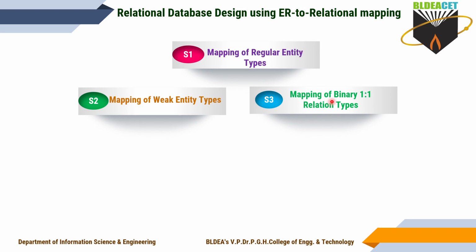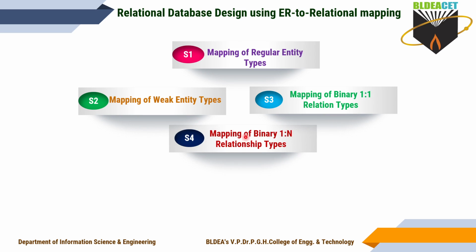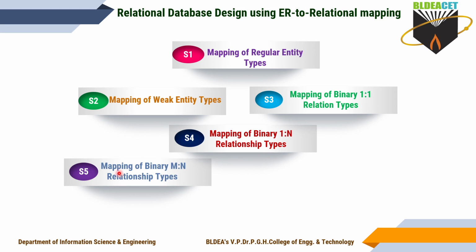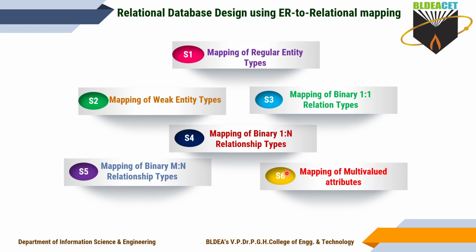Next, step 3 is the mapping of binary 1:1 relationship types here. This is one of the cardinality ratios, so that is step 3. Step 4 is mapping of binary 1:n relationship types into a relation. Step 5 is mapping of binary m:n relationship types here. So next, mapping of multi-valued attributes.